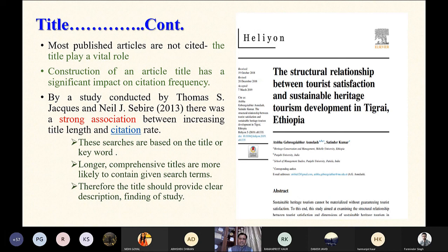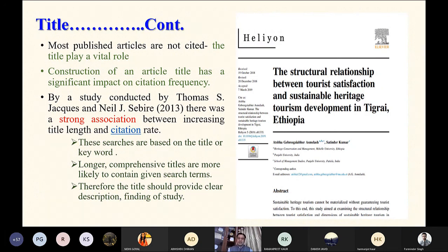I have given one example. I was saying that whatever title we decide, it must indicate the content we are going to have in the manuscript. It must indicate the findings we are going to have, and it must clearly indicate the things that are going to take place in the manuscript.